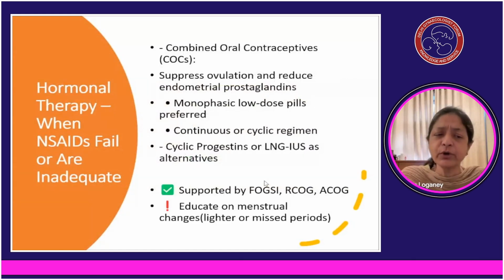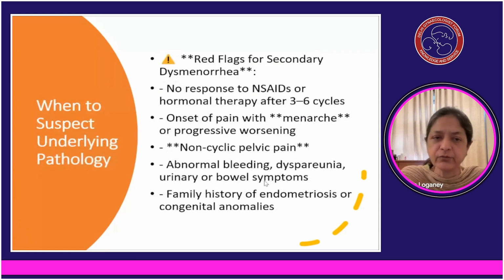So when should we give hormonal therapy? They should be given when the NSAIDs have failed or are inadequate. The combined oral contraceptives suppress ovulation and reduce endometrial prostaglandins. Usually we would be giving monophasic low-dose pills. A continuous or cyclical regime, ma'am has explained well in detail. Cyclical progesterones can be used as alternatives, and usually in these patients, LNG IUS is not used because they are young girls and are not sexually active.